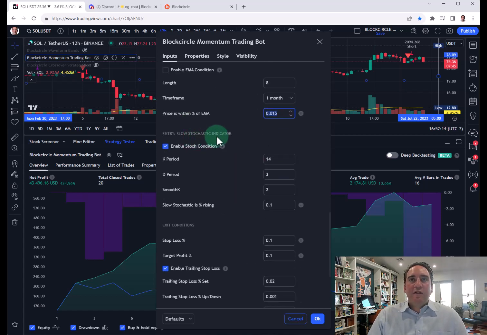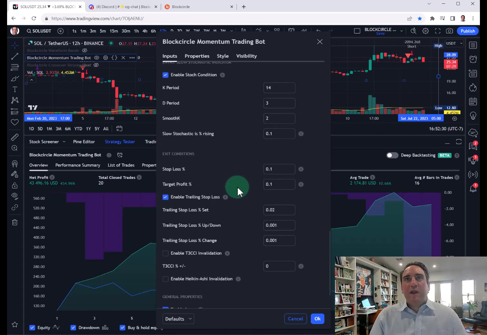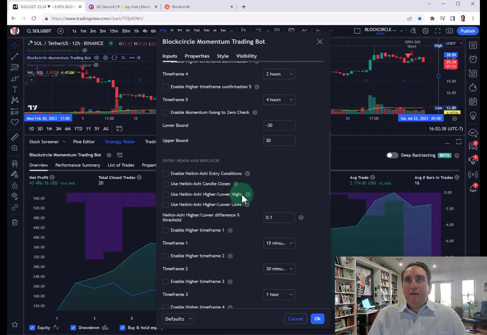Another condition is a slow stochastic indicator, right? If you're noticing that the slow stochastic is rising or declining by a predefined threshold percent, then you can have that as another entry condition. And that's what we have with the momentum trading bot. Those are the entry conditions. The next thing is the exit conditions. We reviewed all of that before, and you're good.